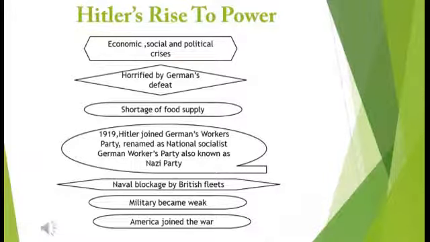Let's know the reason how Hitler rose to power, or we can also say what made Hitler the leader of Germany. It was economic, social and political crisis. People were horrified by Germany's defeat. There was shortage of food supply. In 1919, he joined the German Workers' Party. Then there was a naval blockade by British fleets and the military became weak. Later on, America joined the war. These reasons gave Hitler a path to become the dictator of Germany.